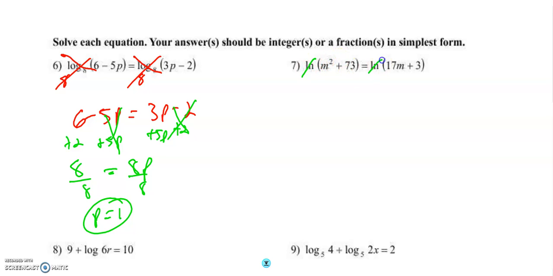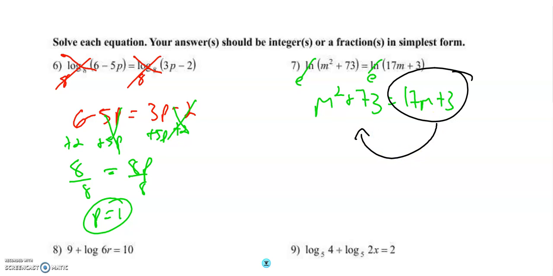If you're going to answer number 7, you will have a quadratic at the end of that, which means that natural logs will disappear, and you have m squared plus 73 equals 17m plus 3. You need to bring these guys to the other side, set it equal to 0, and then factor. Make sure you check for extraneous solutions, ladies and gentlemen.